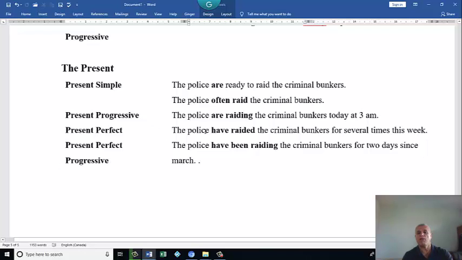Present perfect: The police have raided. We have have plus the past participle. Here we have the be verb, are raiding. Then we have the action verb, raid, and then we have the auxiliary verb, are. Then let's go back again. Present perfect: The police have raided the criminal bankers several times this week. We make a present perfect progressive: The police have been raiding the criminal bankers for 2 days, since March.